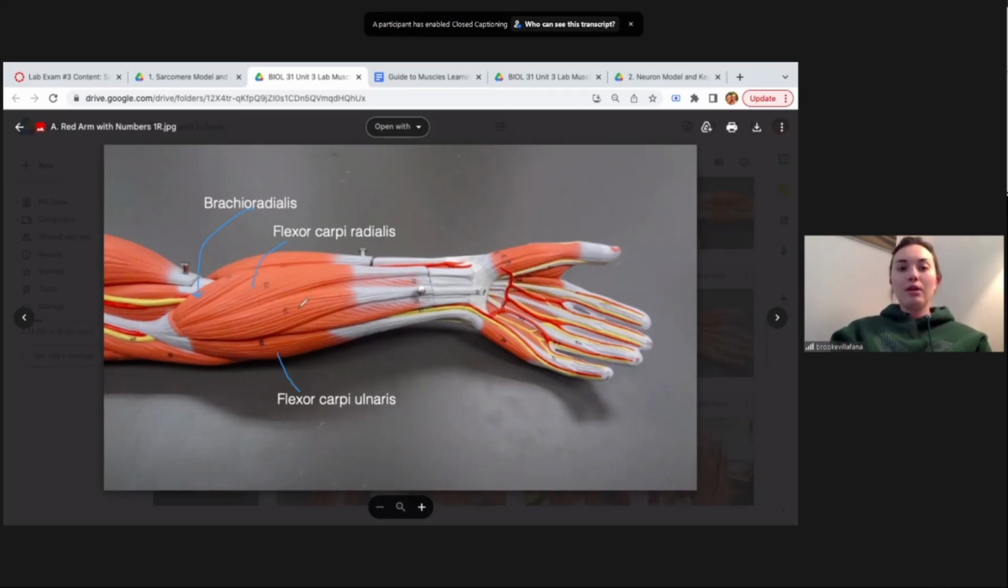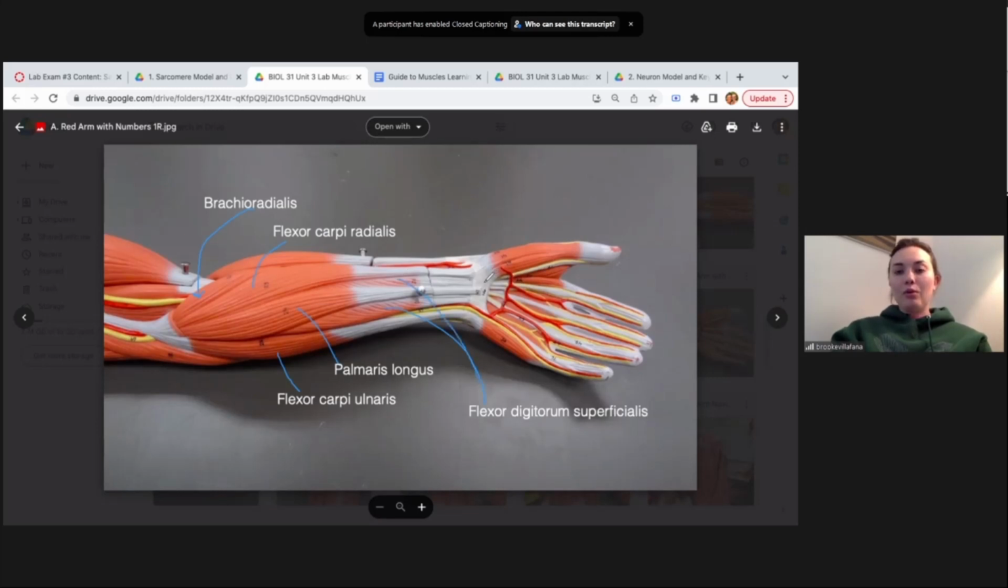And then the one that goes to the palm of your hand is called the palmaris longus. It's easy to remember because it's very long and it goes towards the palm of your hand. Then we have our flexor digitorum superficialis. If you were to slice the palmaris longus off, the flexor digitorum superficialis would be both of these little guys right here.